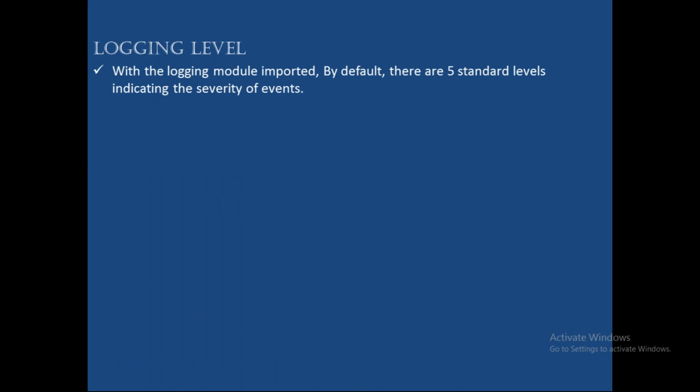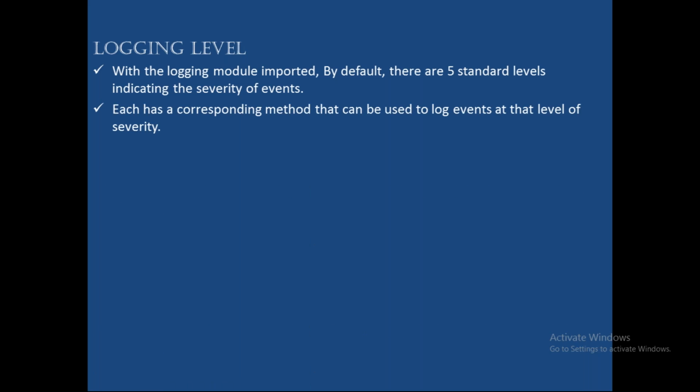Next, logging level. Once you import the logging module, by default there are 5 standard levels indicating the severity of events. What are those 5 standard levels? They are debug, info, warning, error, and critical. We'll talk about those things next.